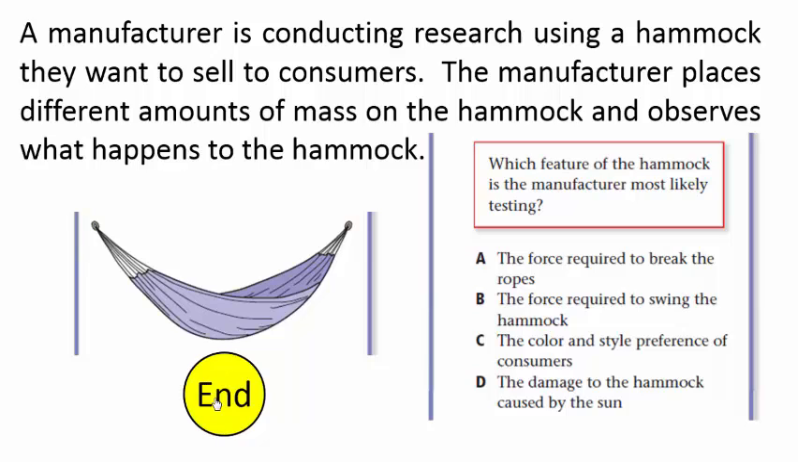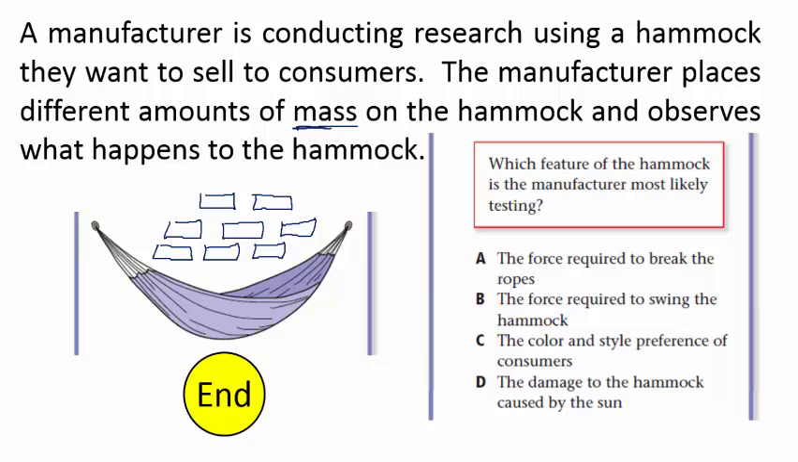All right, here we go. A manufacturer is conducting research using a hammock they want to sell to consumers. The manufacturer places different amounts of mass, that's a key word here, on the hammock and observes what happens to the hammock. So ask yourself, what is mass? Mass is like, could they be putting bricks? Perhaps bricks have mass. Why would they be putting more mass onto the hammock? Why would they continue to pile these bricks on there? What could they possibly be testing?